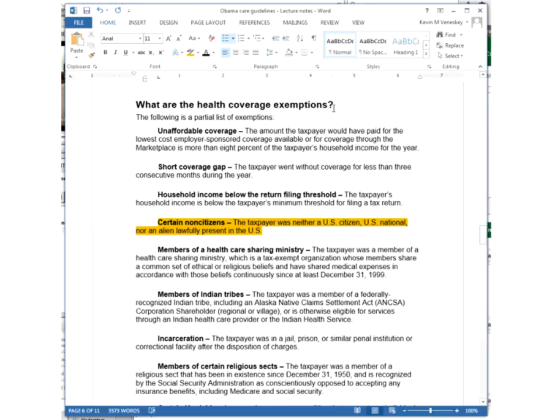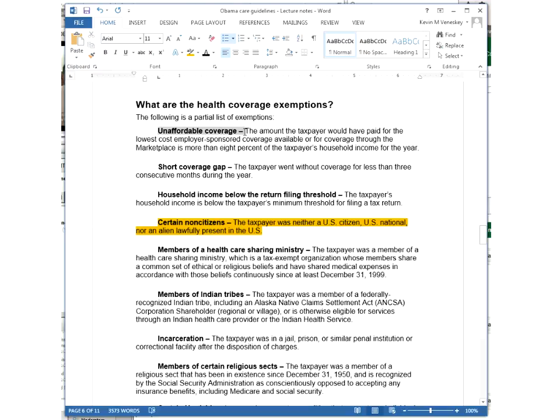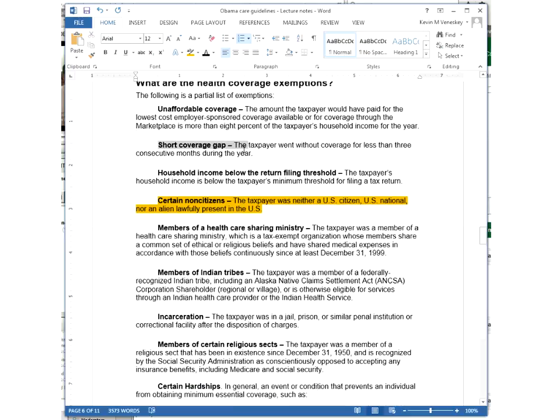Okay, I told you about this. If you don't have insurance, you could be claimed as exempt. You have to have these items to be claimed as exempt. You have to have one of these. If you have unaffordable coverage, you actually take the exemption on the tax return. You don't have to have anything special from the marketplace. This is an IRS exemption. This one as well is an IRS-related exemption.